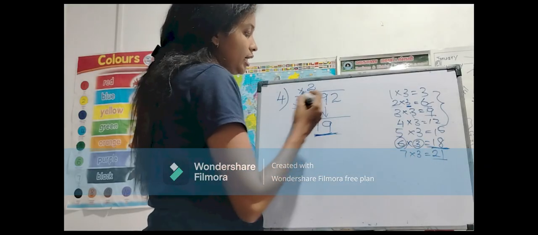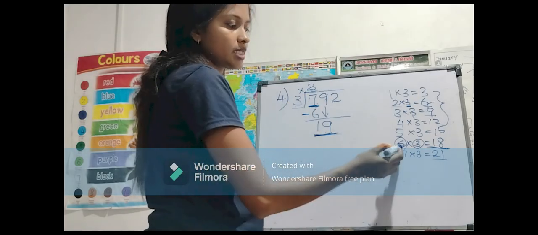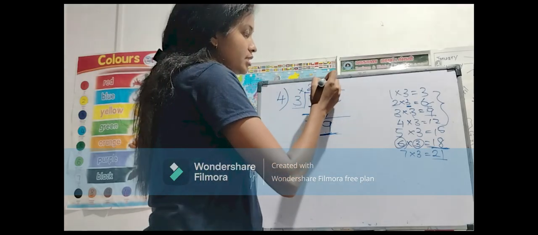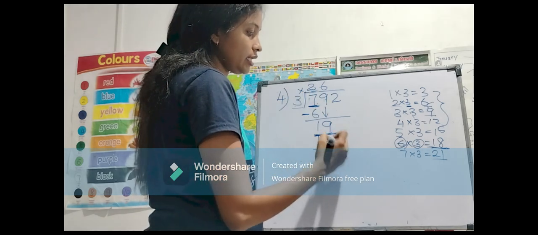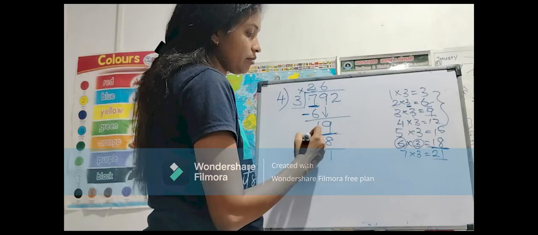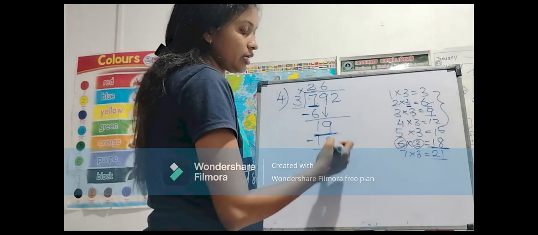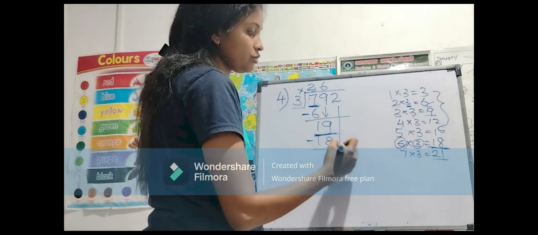How many 3's are in number 19? 6 3's. Then 3 times 6 is equal to 18. Then again 1 is remaining. You have to subtract. 1 is remaining. Then you will take this 2 down below.